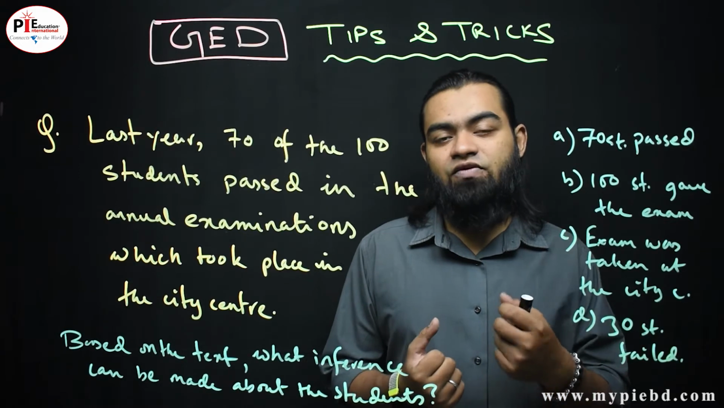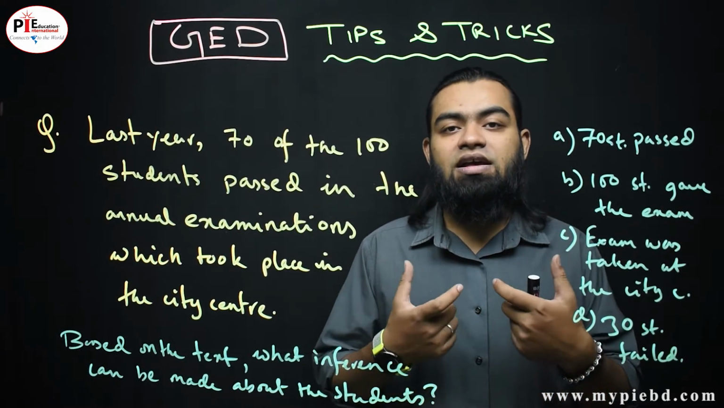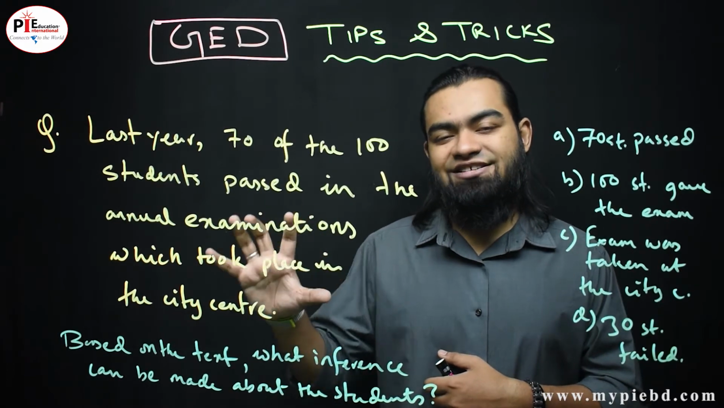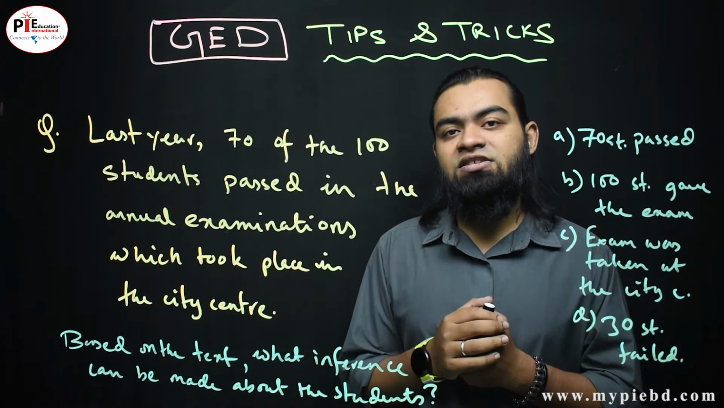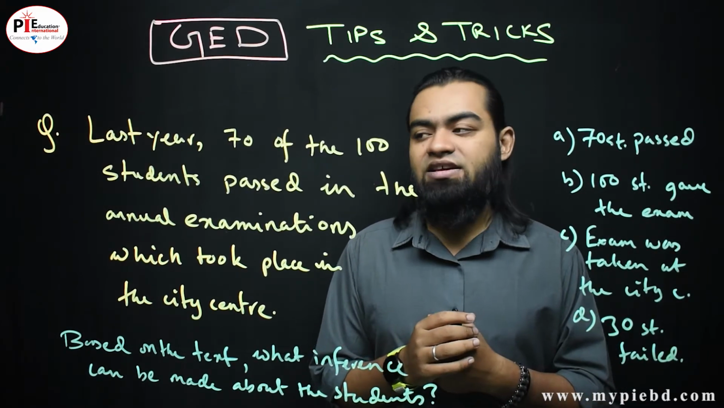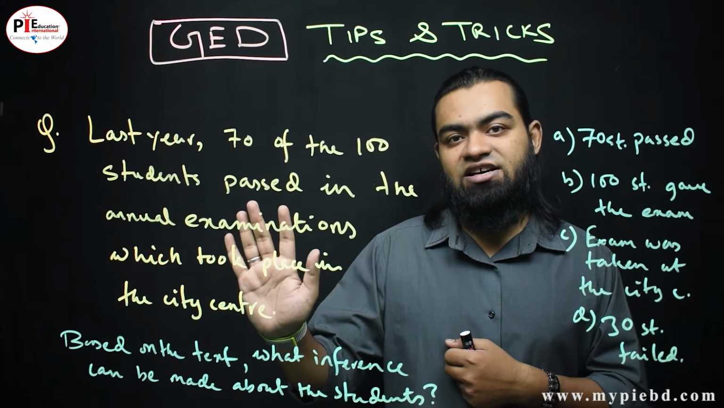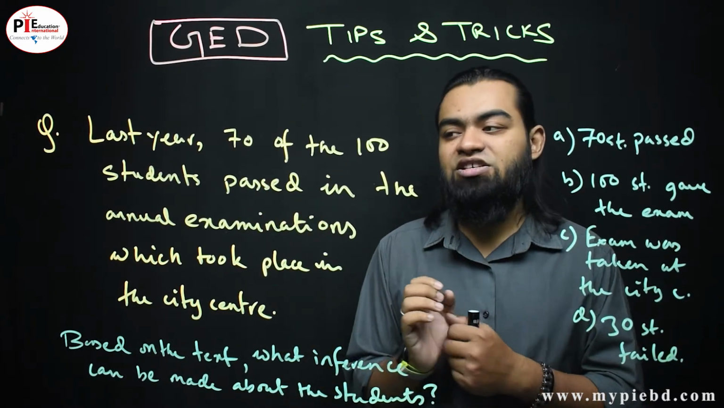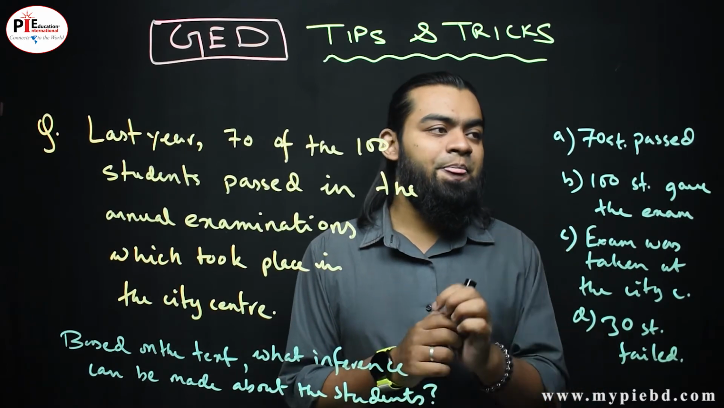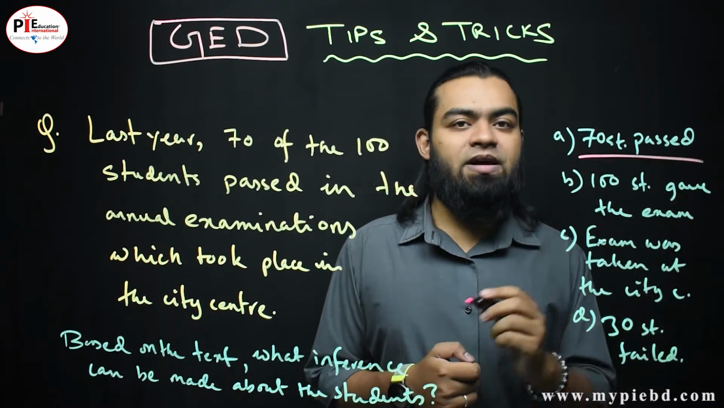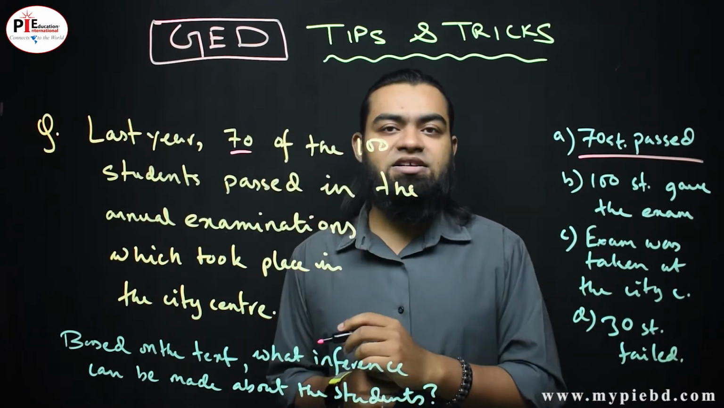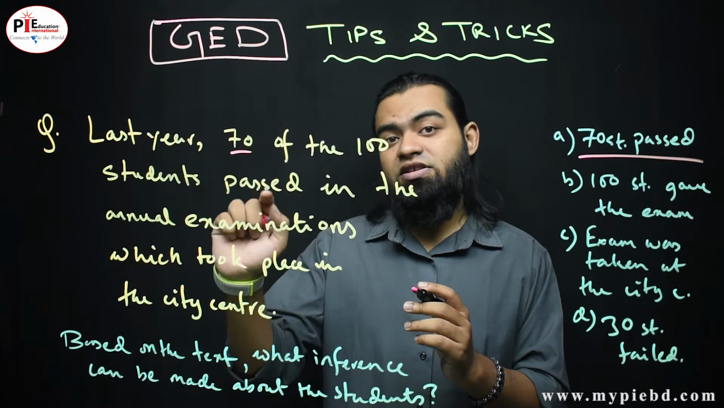So the question requires us to find an inference. Remember, we said that inferences are not actually statements provided in the question, but rather inferences are only those statements which can be made by an assumption, meaning the information is not provided in the text. Only the information that we can derive from the text are inferences. So let's have a look at the options. A, 70 students passed. As you can see here, this option is directly supported by the passage. The passage does say that 70 students passed.